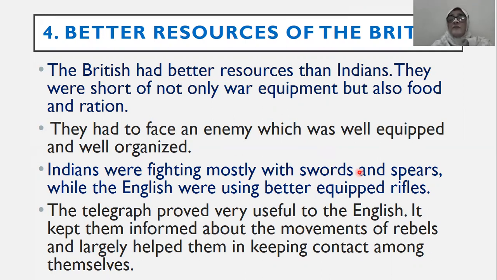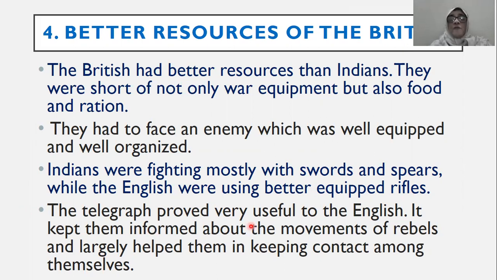Indians were fighting mostly with swords and spears, while the English were using better equipped rifles. Can you imagine the latest weapon we had? What? We had swords and spears, and they had rifles with them. So we were easy to put down. Now you go and kill someone with a sword, and they shoot from far, and that person is dead. So obviously they were at the better end.